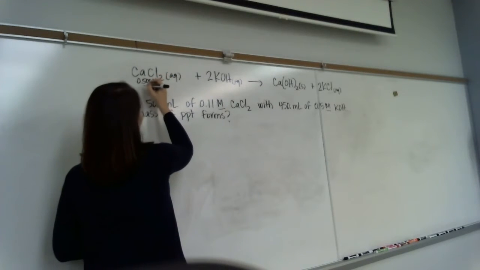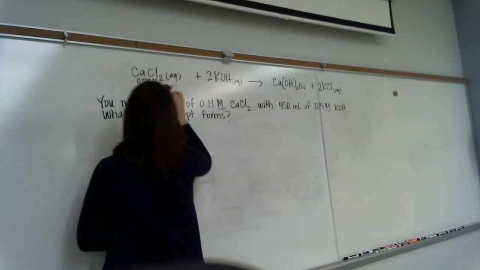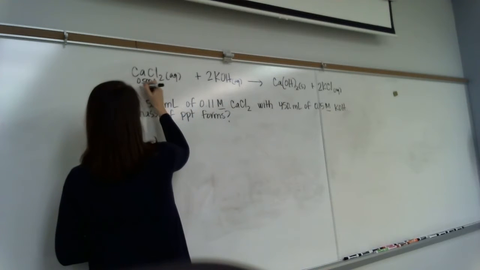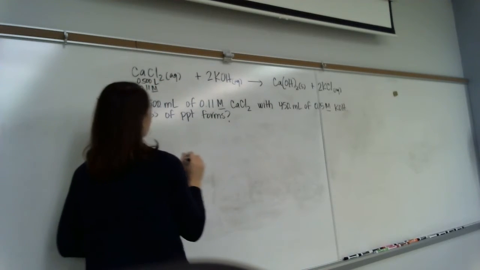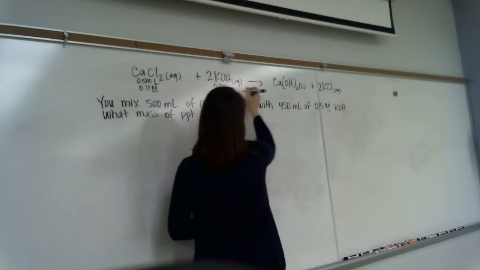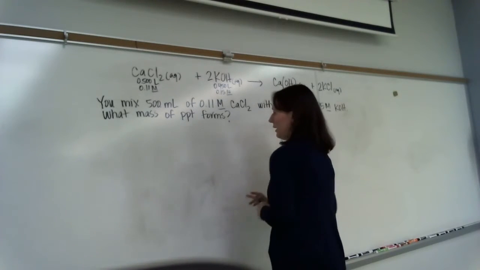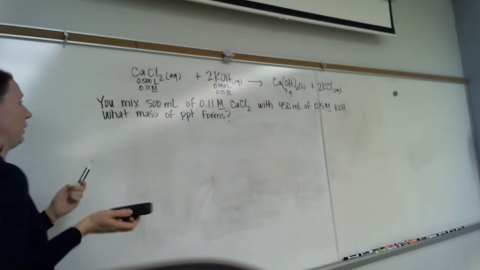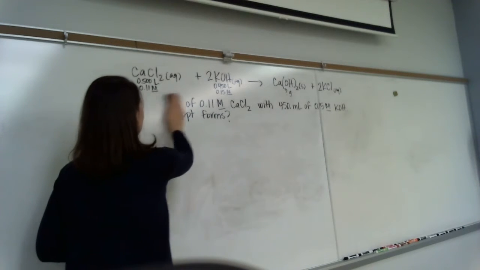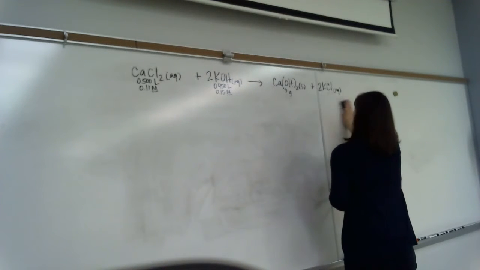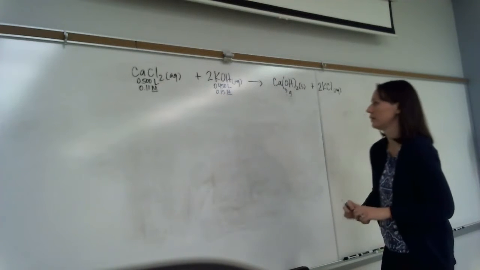So we've got 0.500 liters and it's 0.11 molar. And we've got 0.450 liters, and it's 0.15 molar. And we want to know what mass of the precipitate we can get. Mass is always grams. I mean, you could convert it to kilograms, but it wouldn't be very much. You could convert it to milligrams too if you wanted, but it needs to be a mass in some version of grams. Right? A mass is not measured in pounds or ounces.